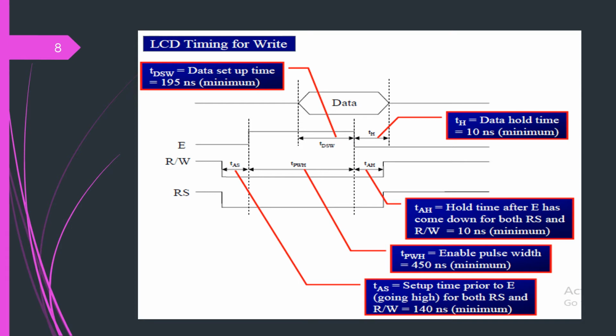And TWH, that is enable pulse width. This particular pulse width is of duration approximately 450 nanoseconds. And TAS, setup time prior to E going high for both RS and RW, is 140 nanoseconds. So as far as LCD timing is considered, for read and write operations you have to be very careful about the durations and consider them, because whenever you do something very hurriedly, you have to be particular about it.